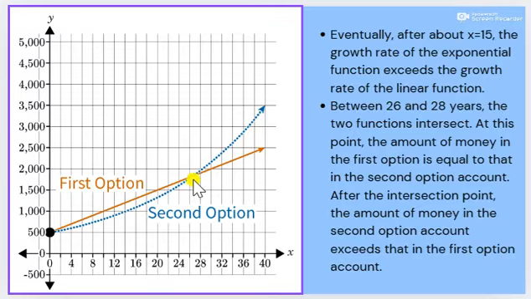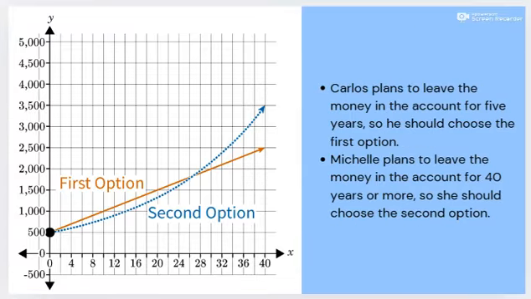So this intersection point is the point where, if you hit that exact point, it doesn't matter which one you use, but anything after this, you're better with the exponential one. You're going to make more money.